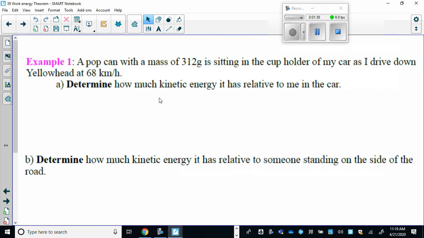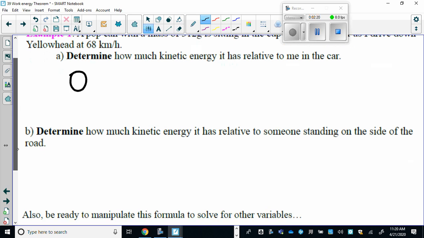And then there's an example here. Example number 1 says a pop can with a mass of 312 grams is sitting in a cup holder of my car as I drive down the Yellowhead at 68 kilometers per hour. Determine how much kinetic energy it has relative to me in the car. The answer to that question is going to be 0, because relative to me in the car, the pop can is not moving relative to me. It's moving relative to somebody standing on the side of the road. They would see the pop can moving, but to me in the car, it's stationary. So the answer to that is 0.